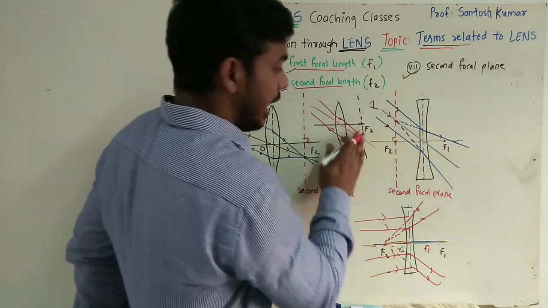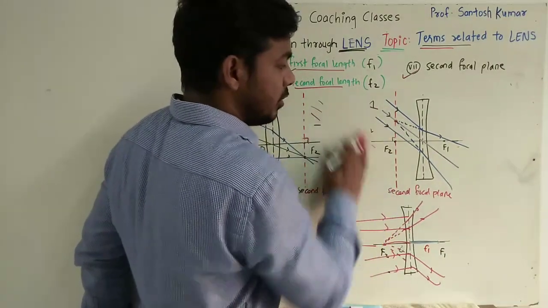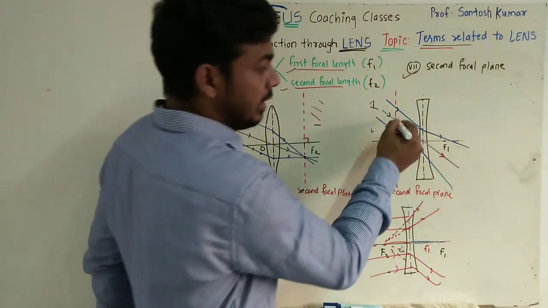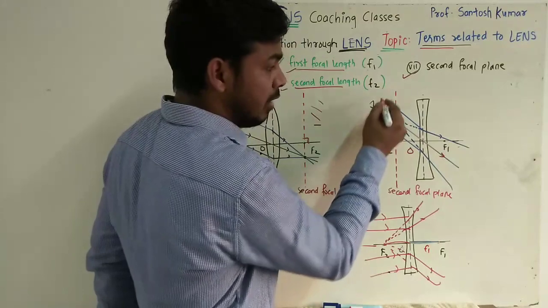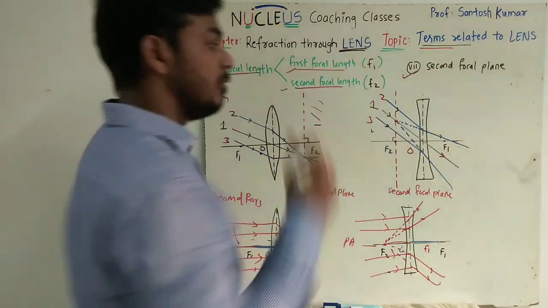And here also I will consider this as the first ray. What I have done is draw this ray passing through O, which will travel undeviated. Then definitely the other rays which are parallel to ray 1, which are 2 and 3, will appear to be diverging after refraction from this point.